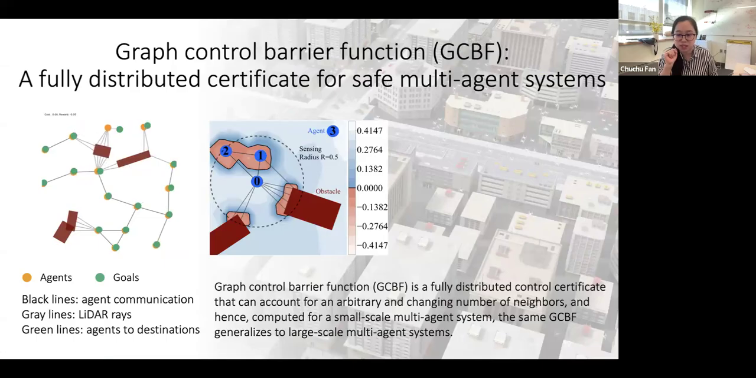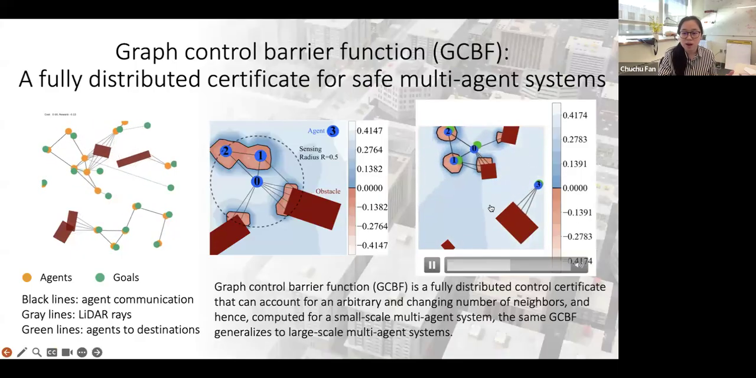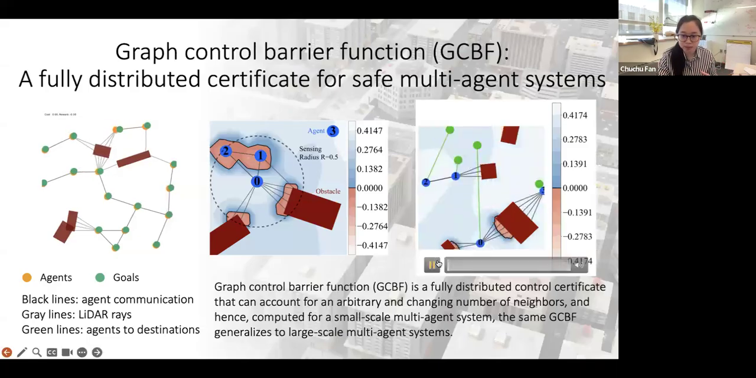GCBF is a fully distributed control certificate that can account for arbitrary and changing numbers of neighbors in my neighborhood, and therefore it can be computed for a small-scale multi-agent system, but the same thing will generalize and work for an arbitrary size multi-agent system. Arbitrary size doesn't really mean anything, but it can really generalize to a very large scale multi-agent system. And if we look at how it works, and this is just a quick overview, you will see that each agent, actually the GCBF is defined per agent, and they will, let me play this again.